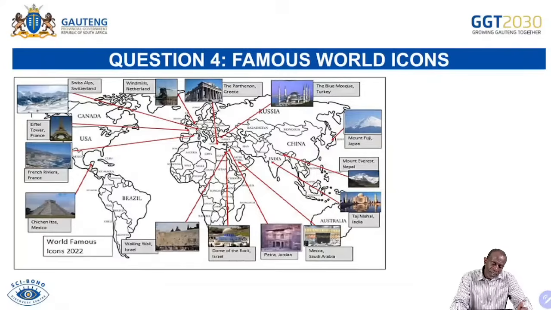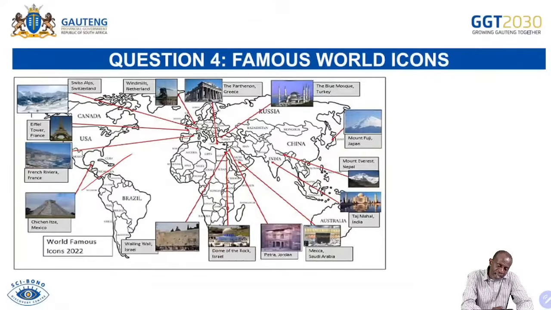So you have those icons that are situated in North America, like Chichen Itza, that is found in Mexico. Mexico is just below the USA. So this is your North America, this is your South America. Chichen Itza is situated in North America. That is the continent in which it is found, and the name of the country is Mexico.